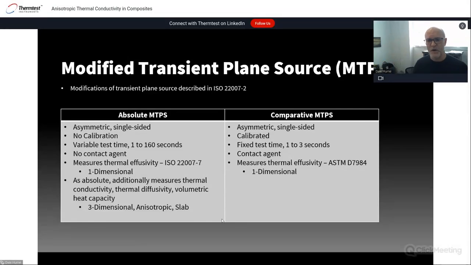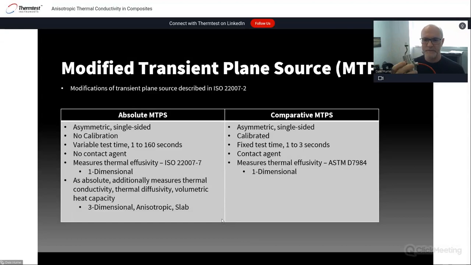There is a contact agent required because the contact resistance that exists between the sensor and the sample is not known. It's not an absolute method, so that has to be calibrated. So you introduce a drop of water or a paste, whatever you're using, between each calibration material in a calibration graph of thermal conductivity or thermal effusivity with 1 over slope, or the slope of that transient response gives you your known measurement.